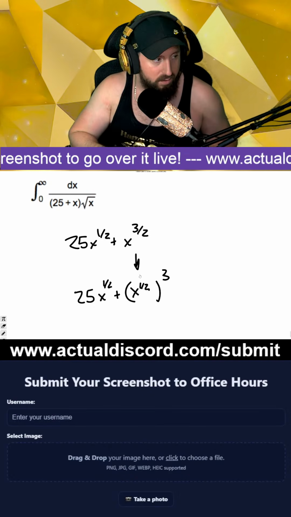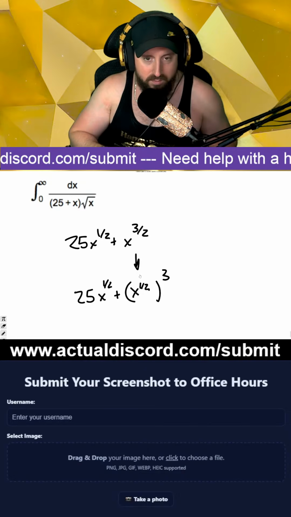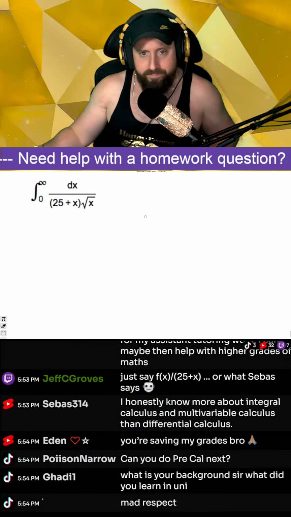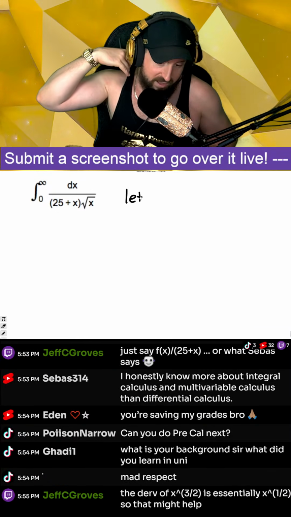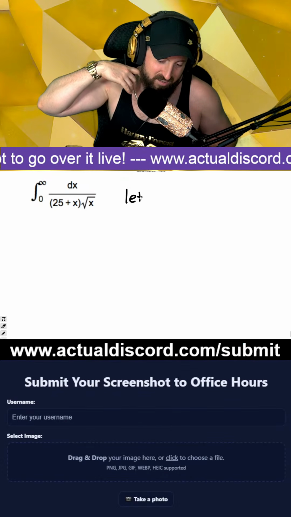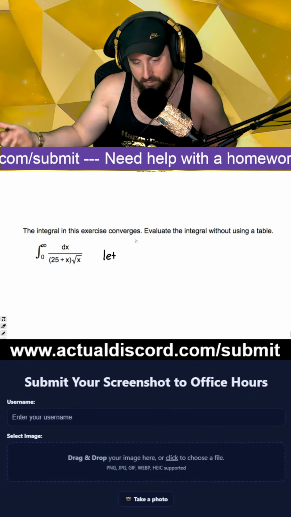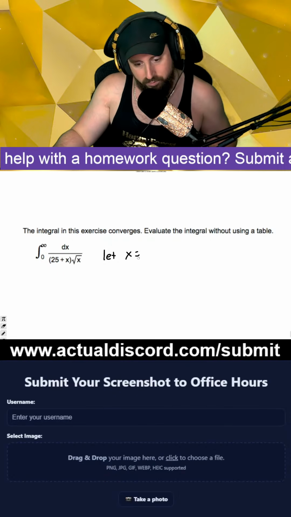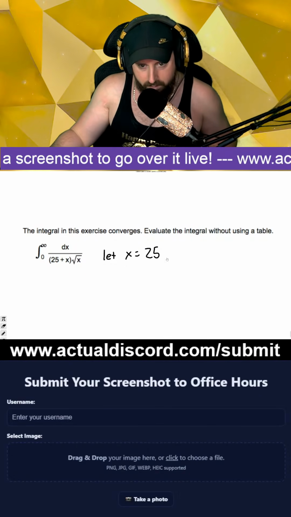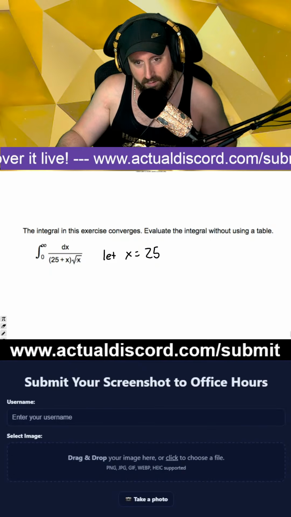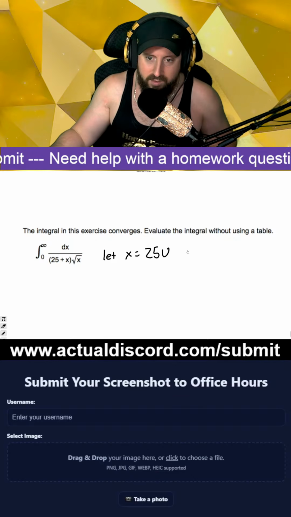Okay, there's some trick here. What if, let's let x equal something. No, this is evaluating, they want us to evaluate. Okay, let's try this. Let's let x equal, I don't know, let's say like 25. I like the 25 here. Maybe, but then I don't like this. Okay, wait. Let's say this is equal to 25u.